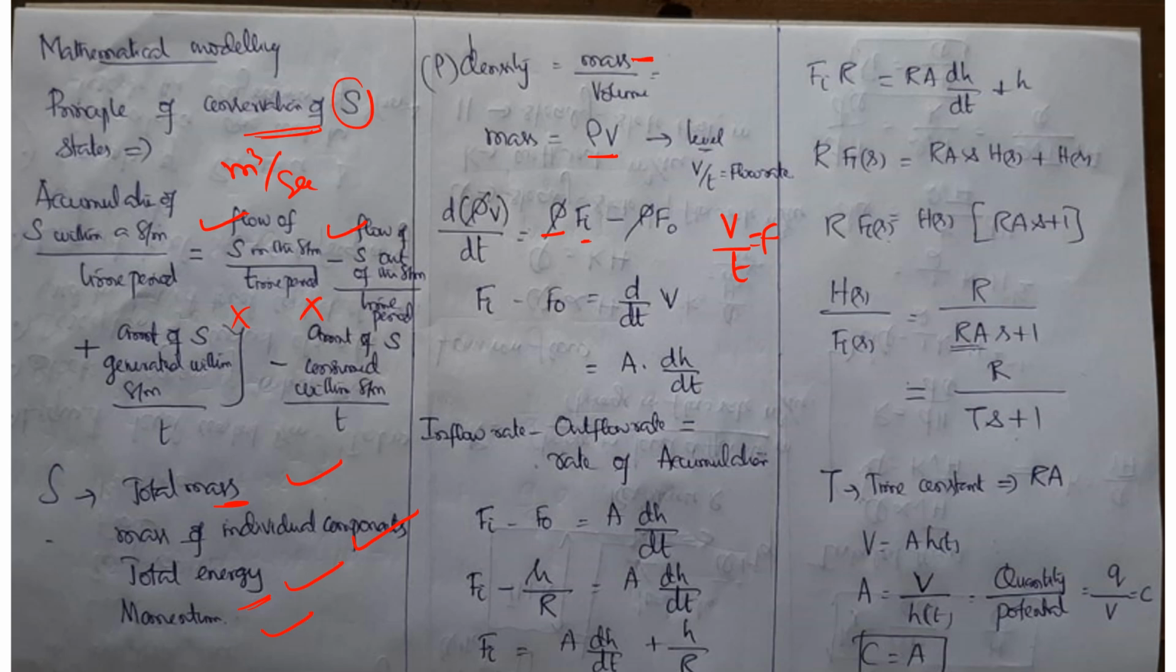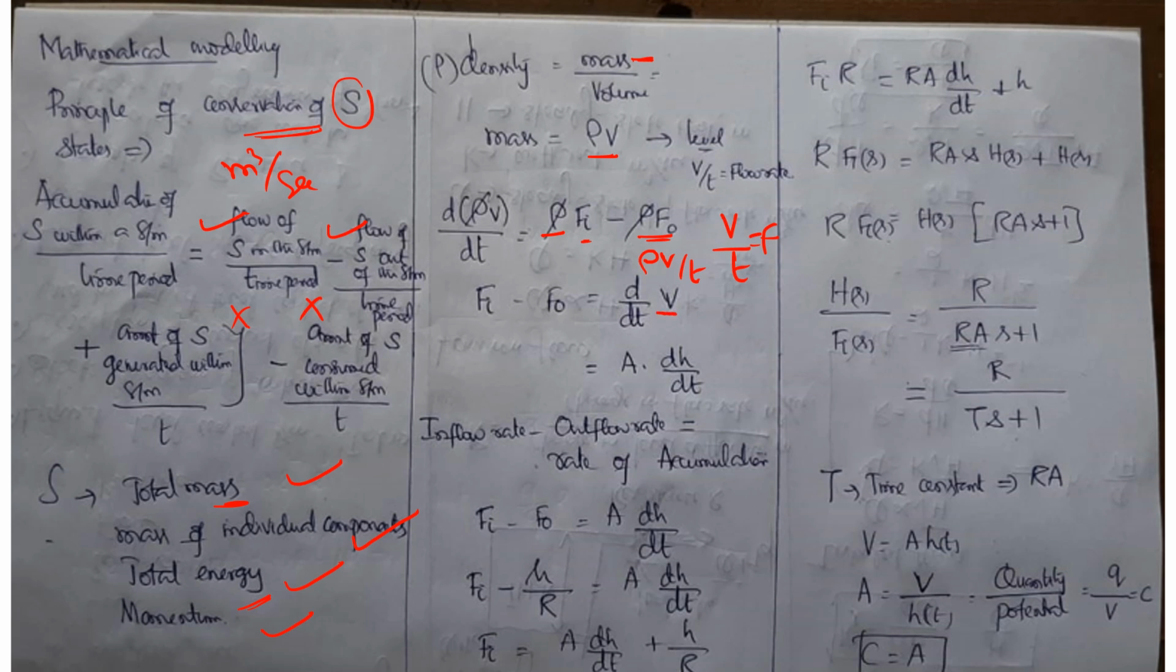Then here, flow of S. Flow of S means flow of mass. So that mass can be written as rho into V by T. So rho V is mass, time is this. So this is the outflow rate. So finally we can say inflow rate minus outflow rate equals d by dt of V.